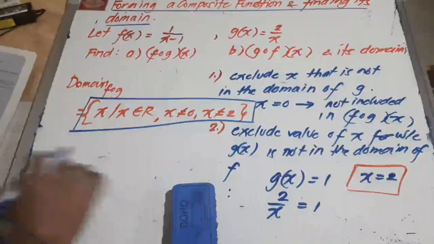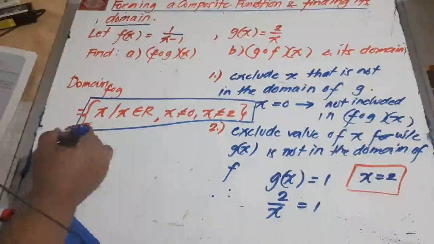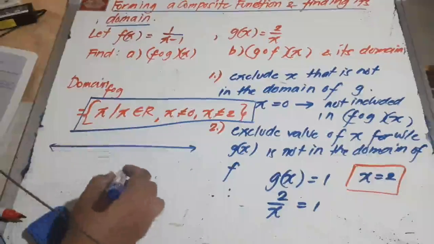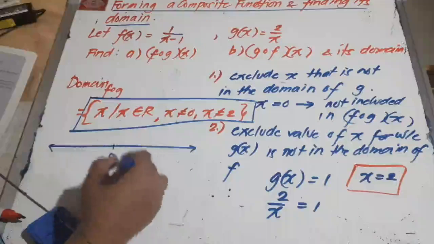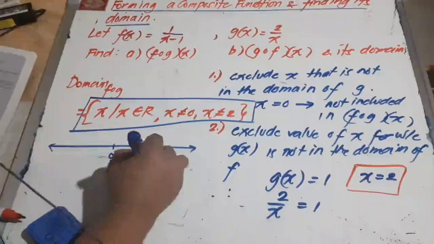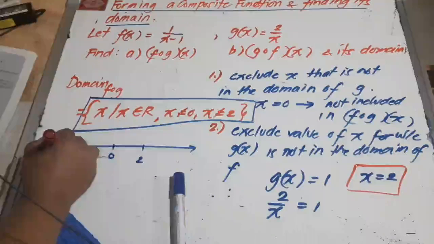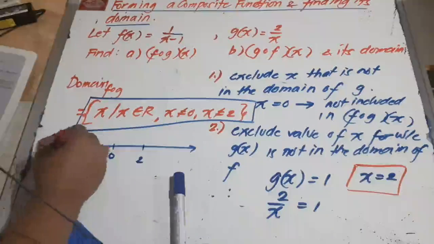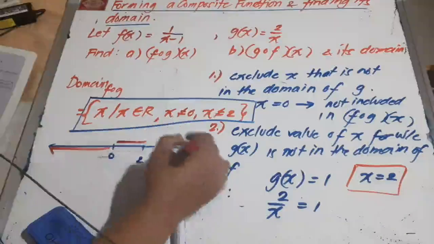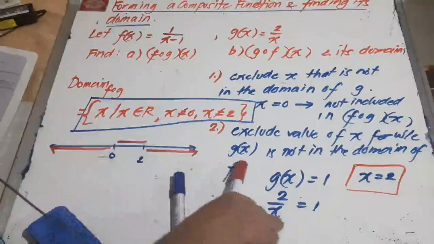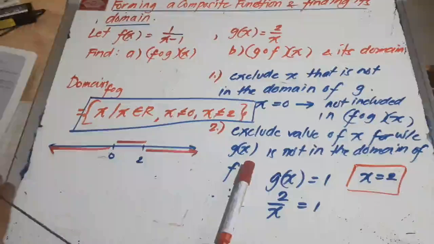So, paano natin yon ilalagay in interval notation? Sa interval notation, lagay natin para maintindihan. So, hindi pwedeng 0. Hindi pwede ring 2. Okay? So, simula dito, pwede. Ito pwede rin dito. Pero hindi kasama 0, 2. At saka simula dito hanggang doon. Okay? So, union of these three set of numbers.